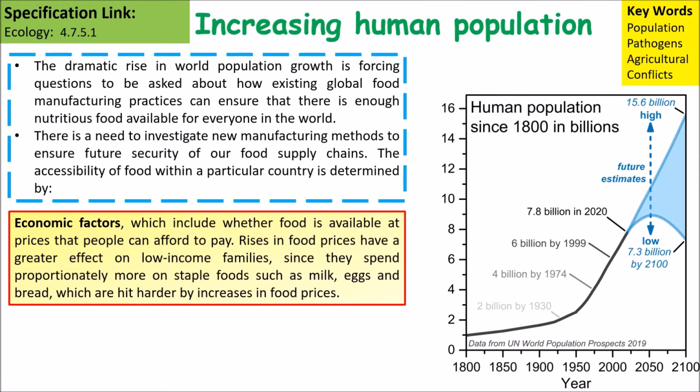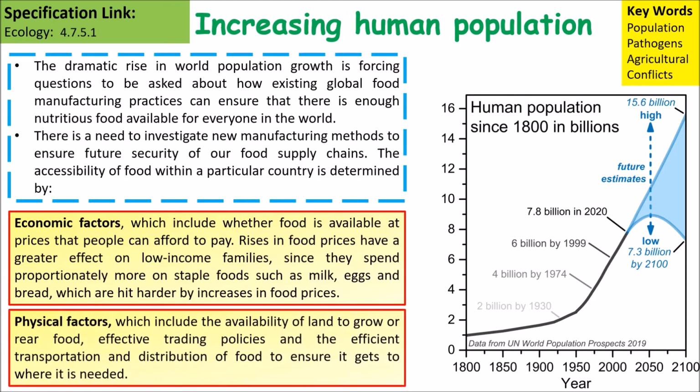So there are a number of different factors. Economic factors, so these include whether food is available at prices that people can afford to pay. Physical factors, which include the availability of land to grow or rear food, the effective trading policies and the efficient transportation and distribution of food to ensure it gets to where it's needed.